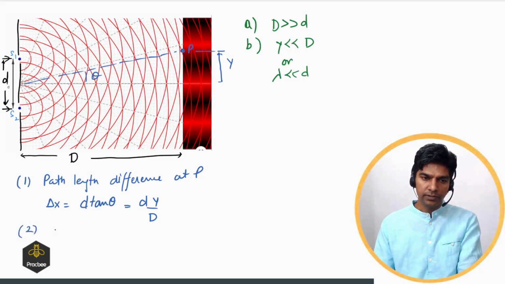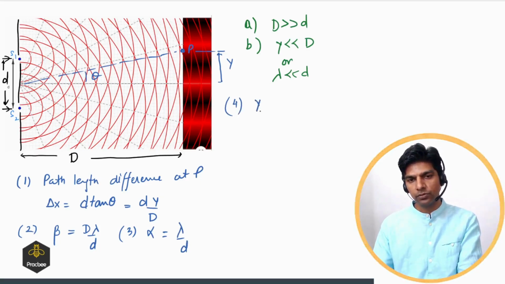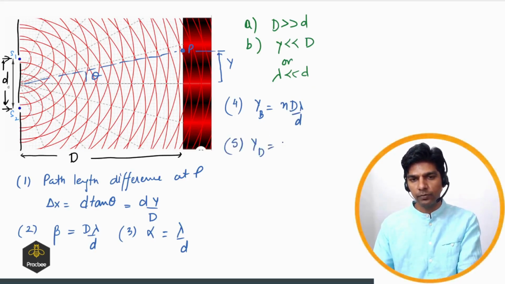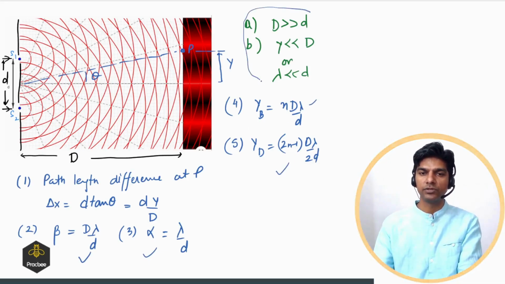And second, we have to consider fringe width. So fringe width is given as D lambda by small d. And third is angular fringe width, let us say it is alpha, and is given as lambda by d. And fourth, position of bright fringe. So position of bright fringe will be given as n D lambda by d, where n will be 1, 2, 3, 4, right? And fifth, position of dark fringe will be (2n minus 1) D lambda by 2d. Right? So these formulas we have to remember, and these formulas like fringe width, angular fringe width, position of the bright fringe, position of the dark fringe are applicable if both the assumptions are valid.